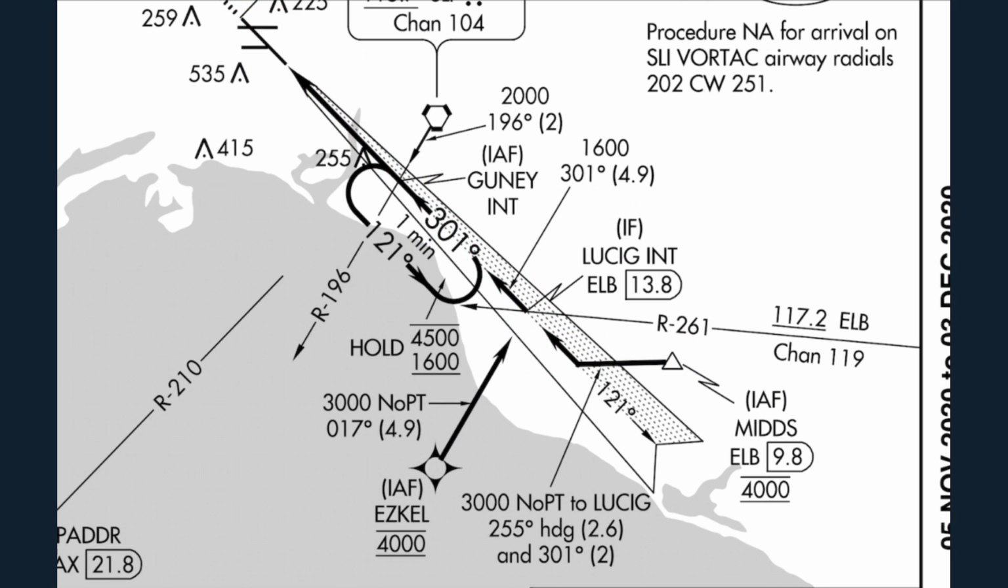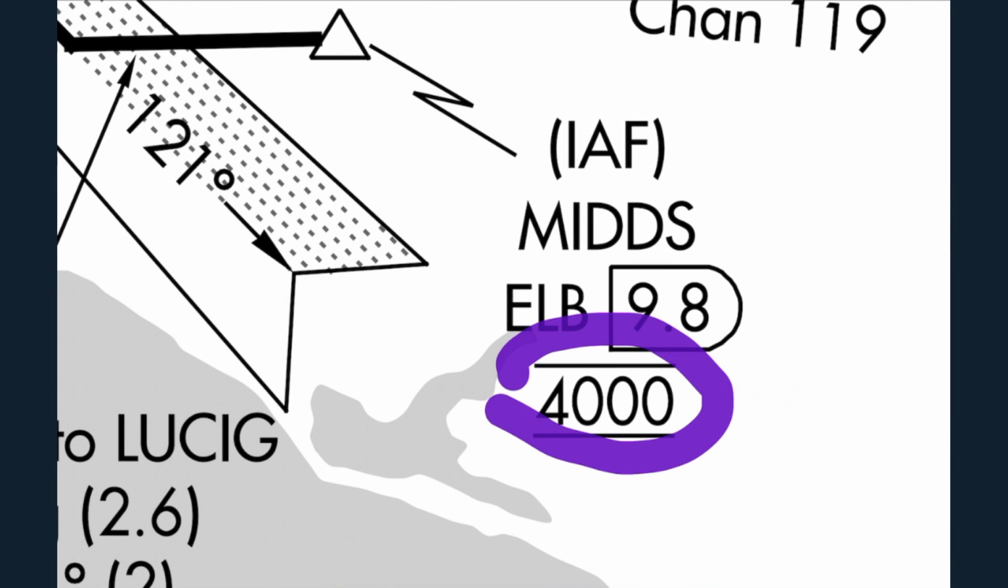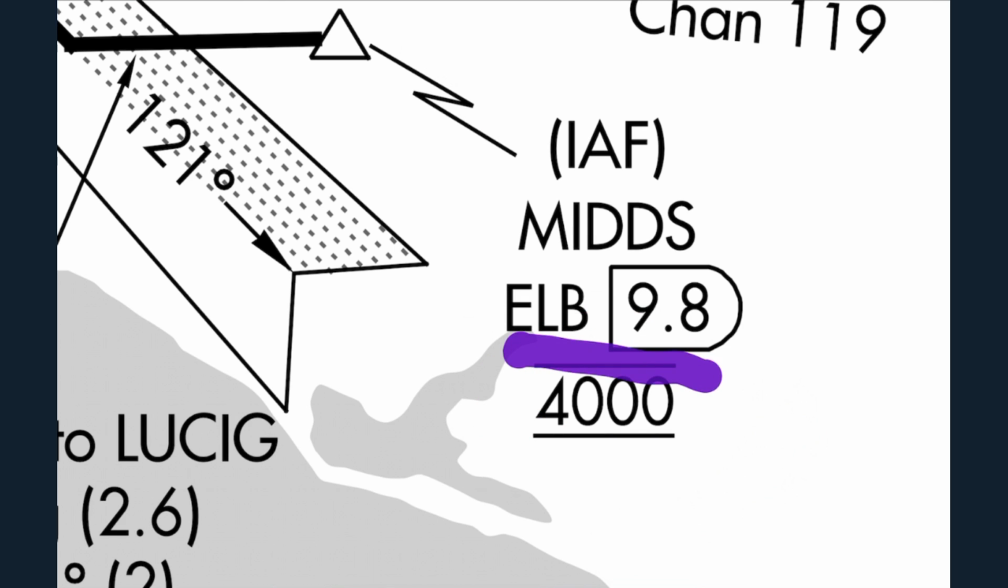MIDS is a special waypoint because it's noted with this IAF abbreviation, which means initial approach fix. And that tells us where our approach procedure starts. What it also shows us here is that at MIDS, we need to be at exactly 4,000 feet. There's a bar above and below the 4,000. So that means we need to be no higher than and no lower than 4,000 feet.